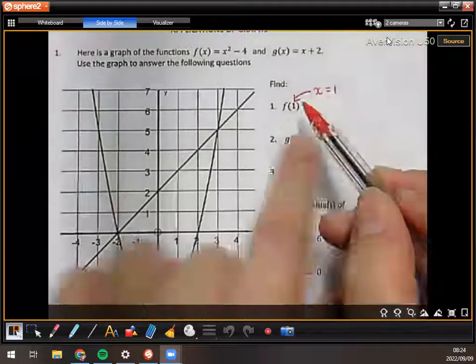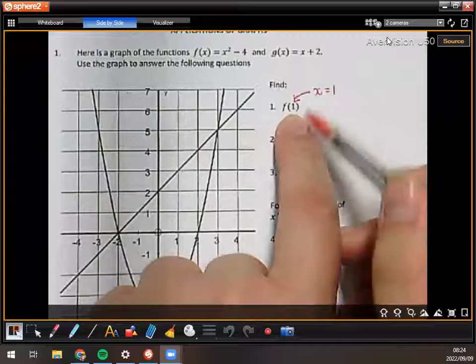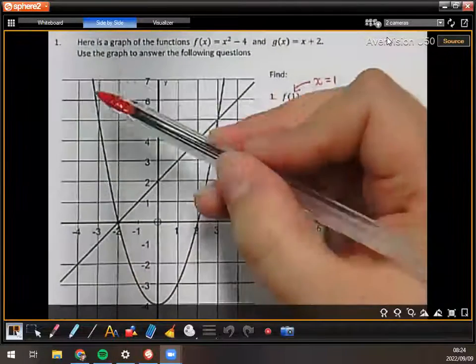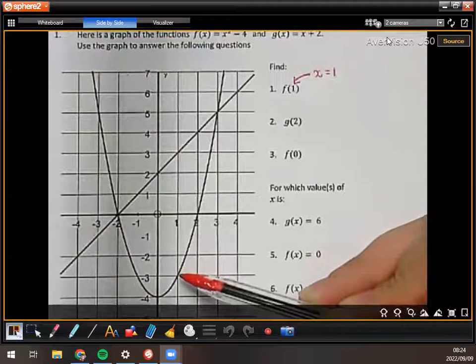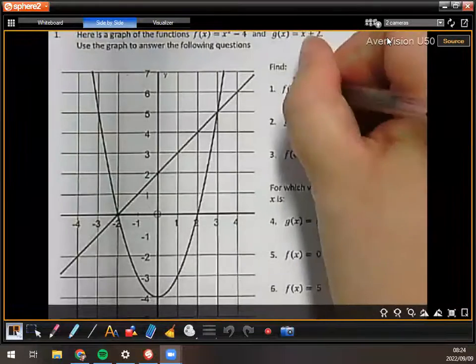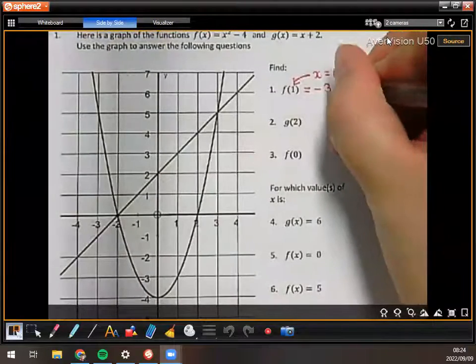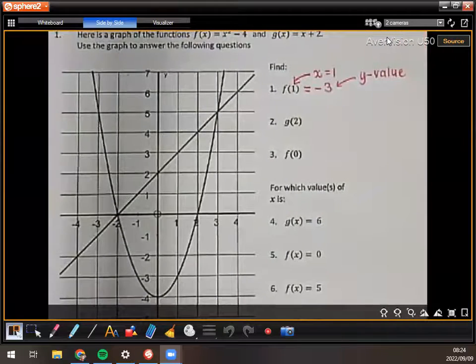Okay, so I'm going to say that again. f of x is the parabola. So we're looking at the parabola, right? f of 1 means they're looking for the y value of the parabola where x is equal to 1. So look at the parabola. Where is x equal to 1 over there? And what is that y value that we have? Negative 3. So f of 1, guys, is going to be equal to negative 3. It is the y value that we're looking for. f of x or g of x or h of x, whatever letter they're using with that x next to it, refers to the y value.